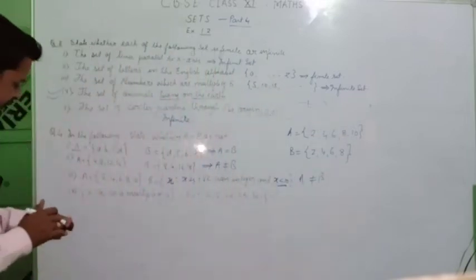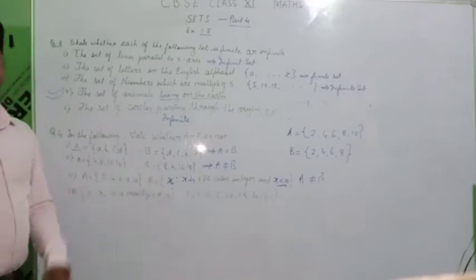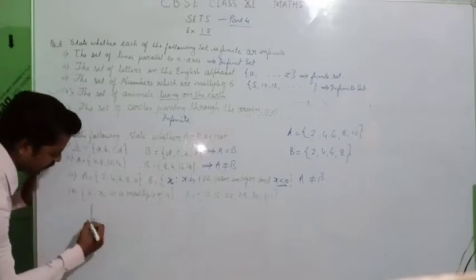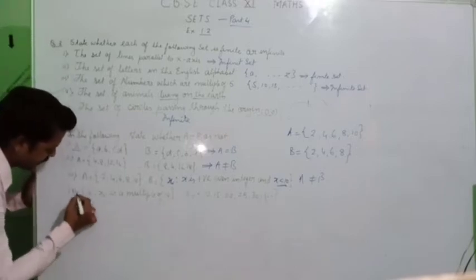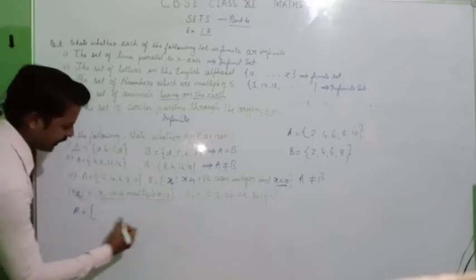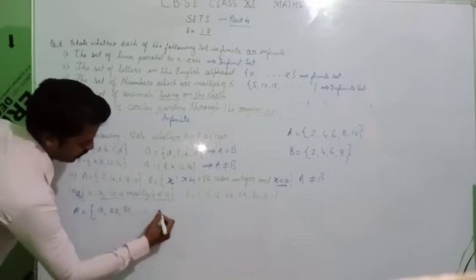Now the last question I will discuss. For x such that x is a multiple of 10. Now the multiples of 10 are the numbers. Convert this set into roster form. x is a multiple of 10, that is 10, 20, 30, and so on.